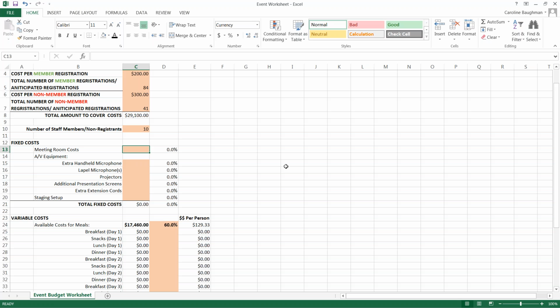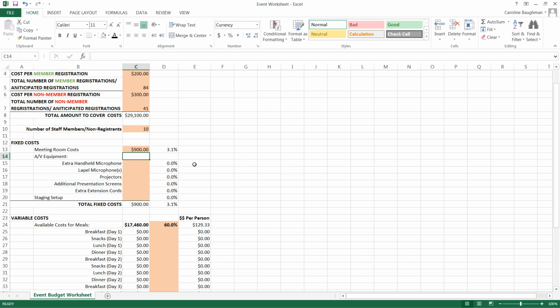We also have fixed costs. So we have the meeting room costs. For this event, we normally have to pull out about 2 to 3 rooms between eating and exhibitor space and breakout sessions. And we'll say that that costs about $900.